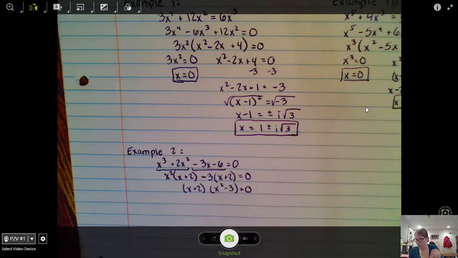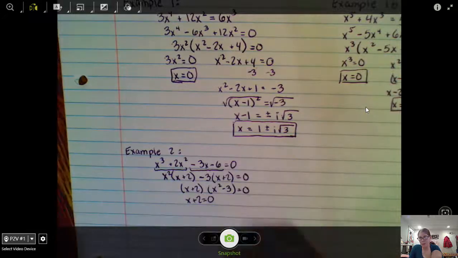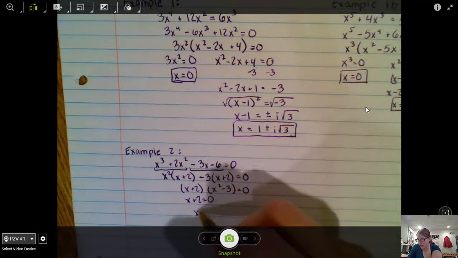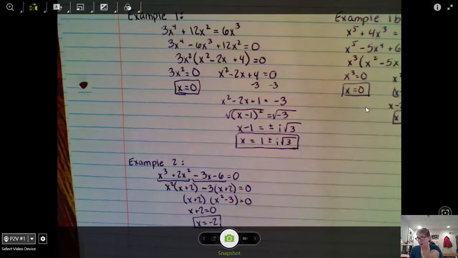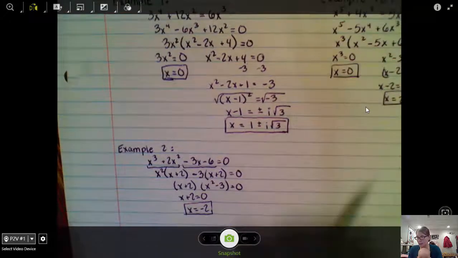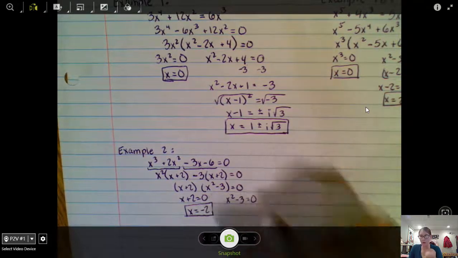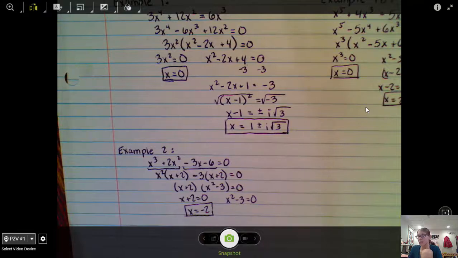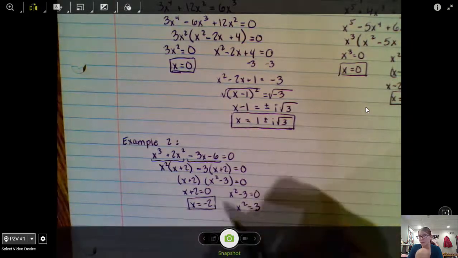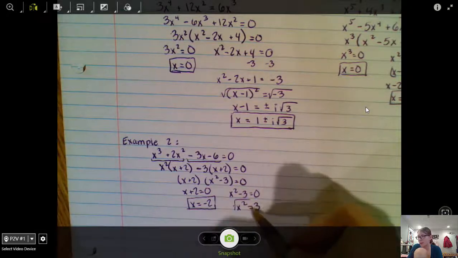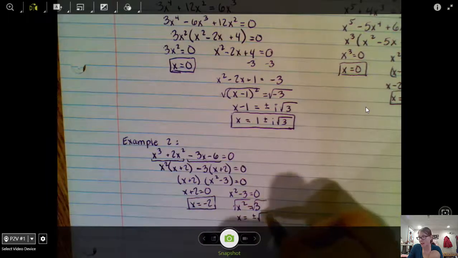Okay. Same process as before again. Set each part equal to 0. And x plus 2 equals 0 when x is negative 2. We're done with that part now. And then x squared minus 3 equals 0. Quadratic equation. The easiest way to solve this is to add 3 to both sides and then square root. Don't forget again, when we square root each side, plus or minus square root of 3.